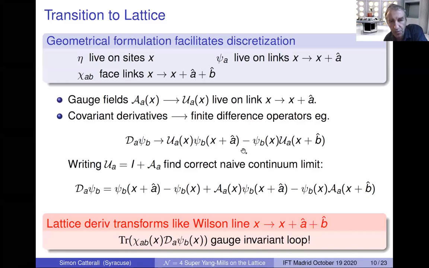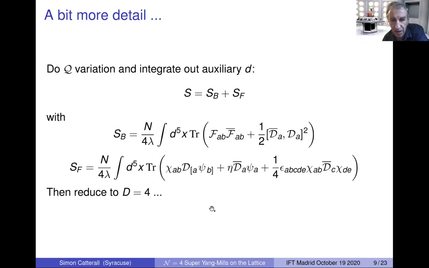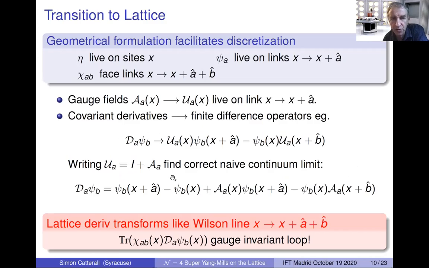You'll notice both terms transform as sort of Wilson lines between X and X plus A plus B. Both of these terms have that property, and that's crucial. So this transforms covariantly under gauge transformations. In fact, it transforms like a line from X to X plus A plus B. That's very important because if you go back to the action we just looked at, wherever it is here, I have to contract this derivative basically with a chi AB. And now you understand why I put the chi ABs on these extra face links.